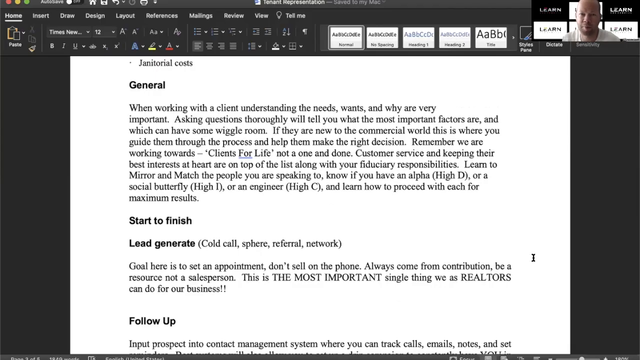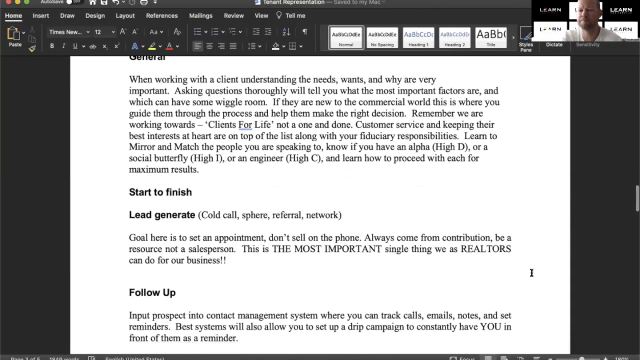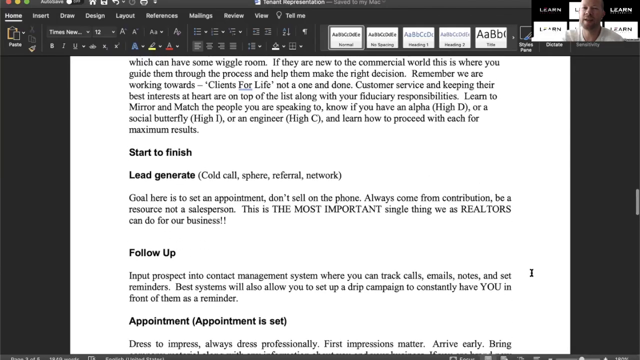We're not selling them a product. We're showing them the opportunity and then showing them space and then making sure it's right for their business. This is the most important single thing we as realtors can do for our business. Like we keep talking about, lead generate, lead generate, lead generate. So important. So we lead generate, and you can sell on the phone. It just takes some experience. Once you've been in the business a long time, it's much easier. In the beginning, get a face-to-face.